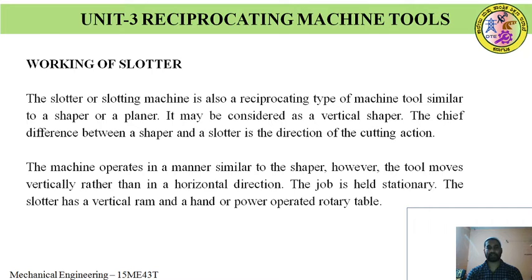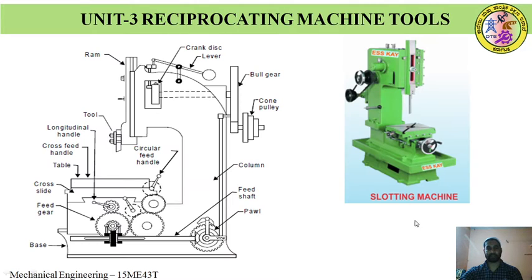In the shaper, the cutting action takes place in a horizontal direction, whereas in the slotter, the cutting action takes place in a vertical direction. The machine operates in a manner similar to the shaper, however the tool moves vertically rather than horizontally. The job is held stationary, and the slotter has a vertical ram and a hand or power operated rotary table. You can see in the figure, this is the ram. The ram carrying the tool at the end slides along the guideways in the vertical direction upon the stationary workpiece.